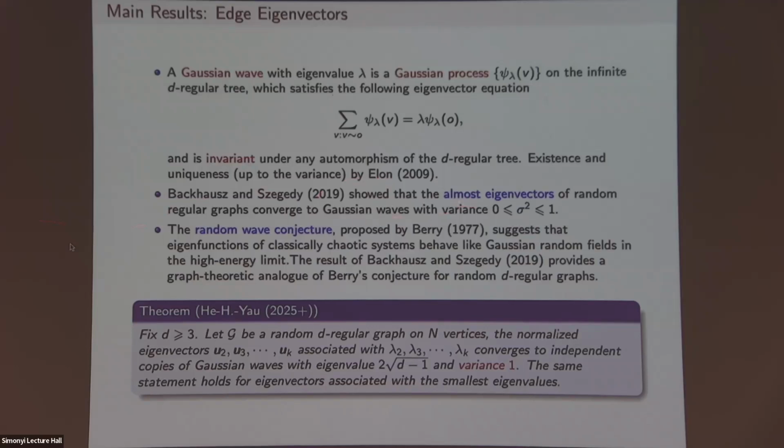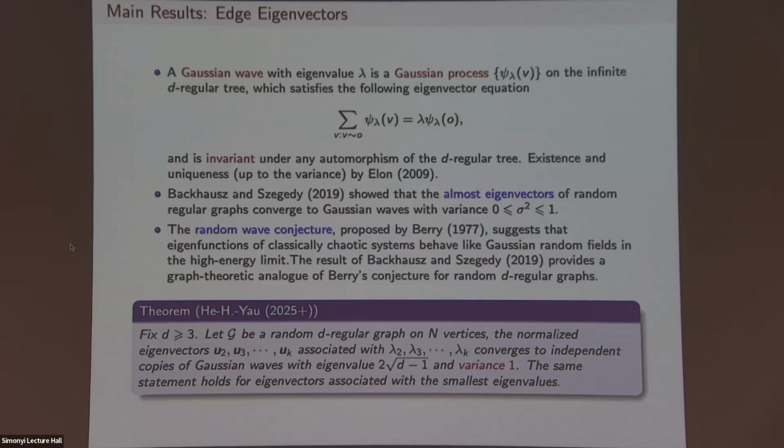So the result by Backhaus and Sodin, you can view it as a graph theoretical result for Berry's random wave conjecture, which suggests the eigenfunctions of a chaotic system behave like Gaussian random fields. But one slightly unsatisfying thing about this result is they do not know the variance. For the eigenvectors, we believe the variance should be 1. It should not be localized.